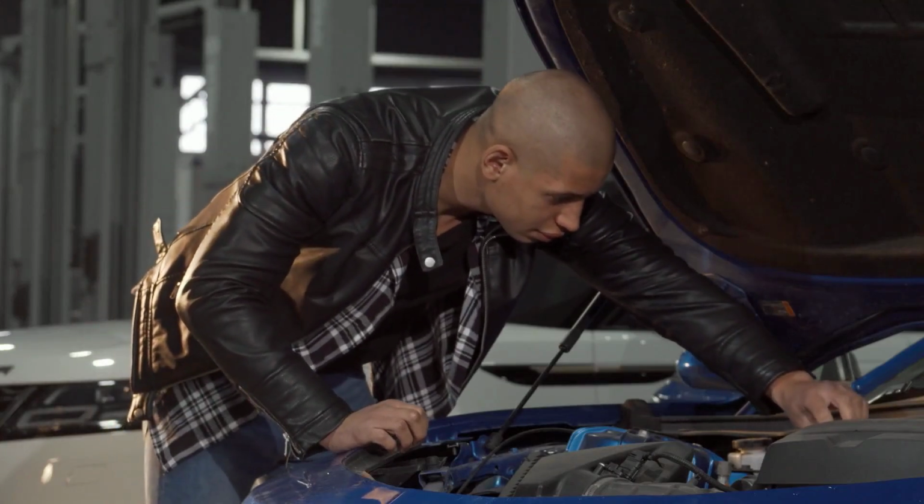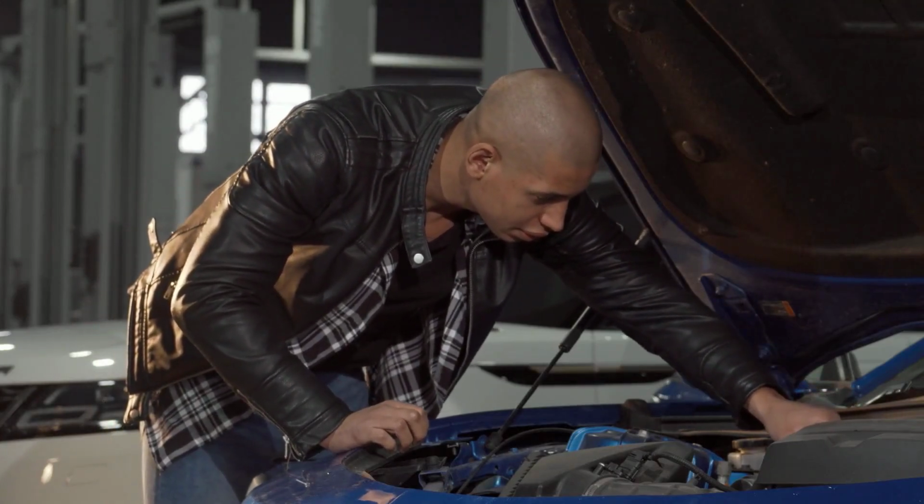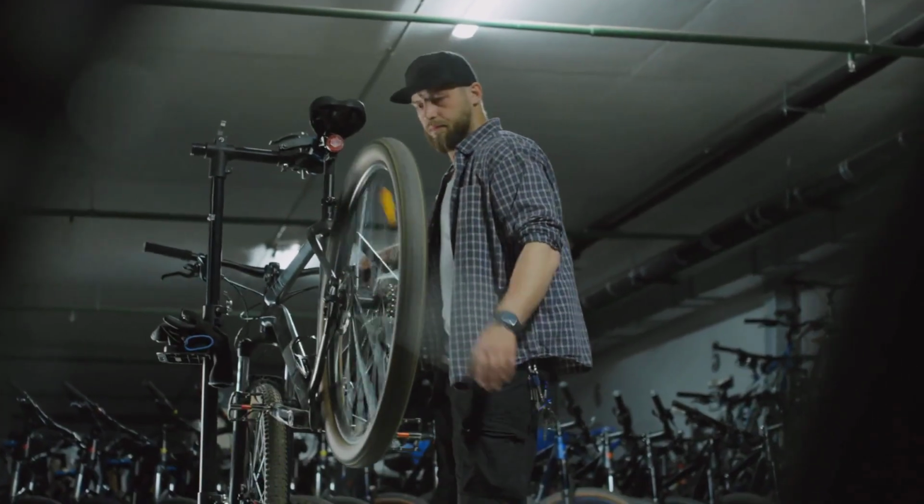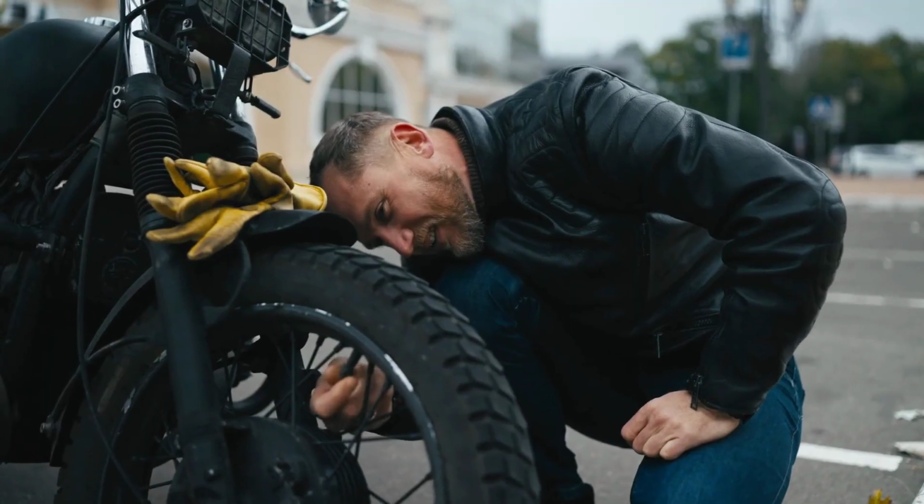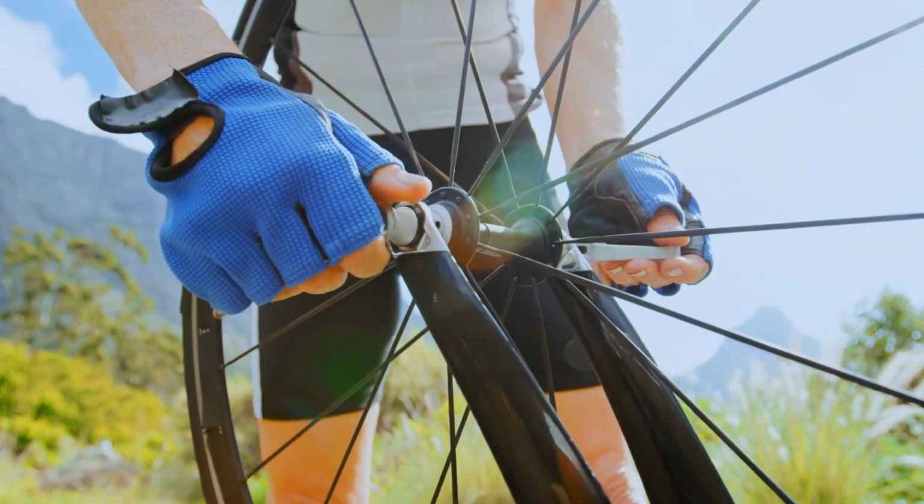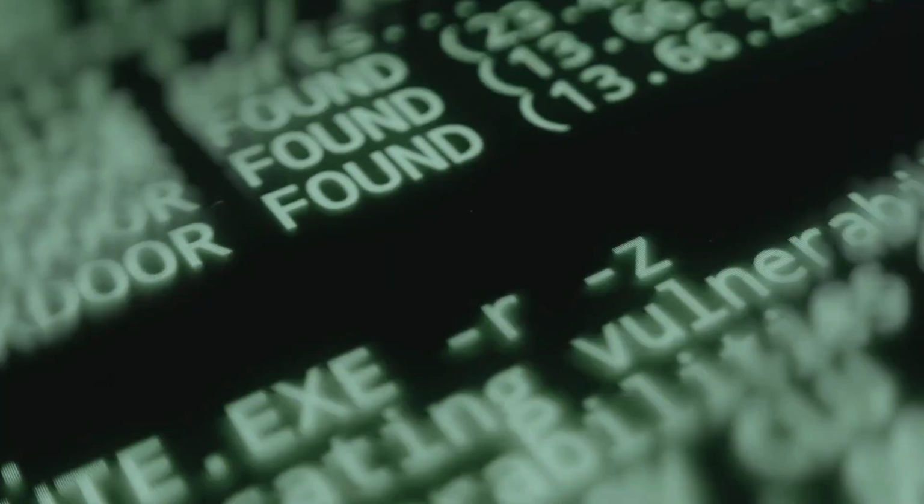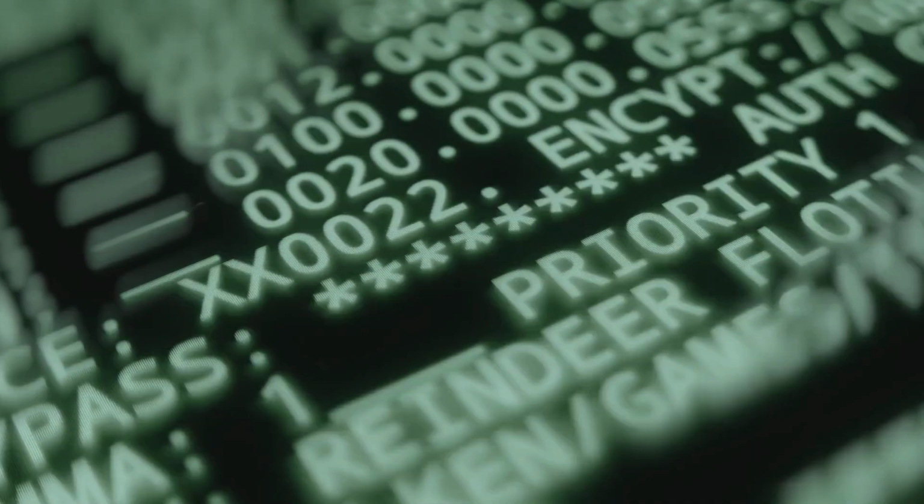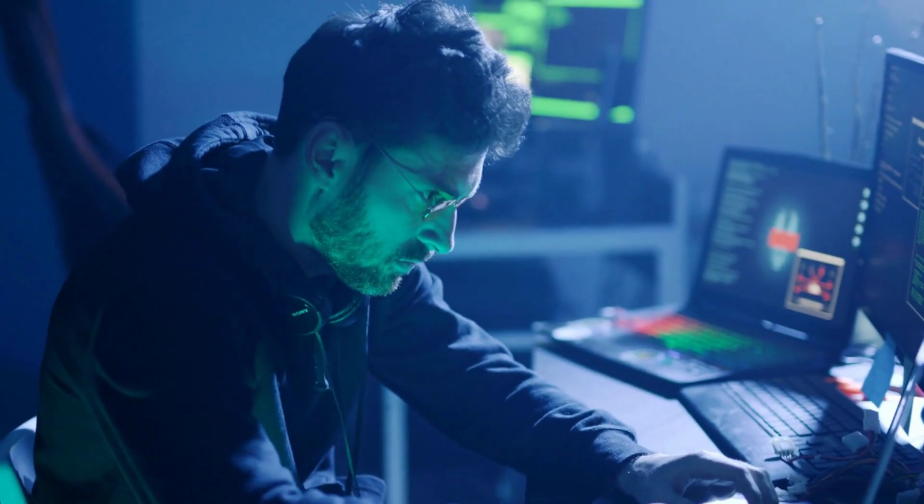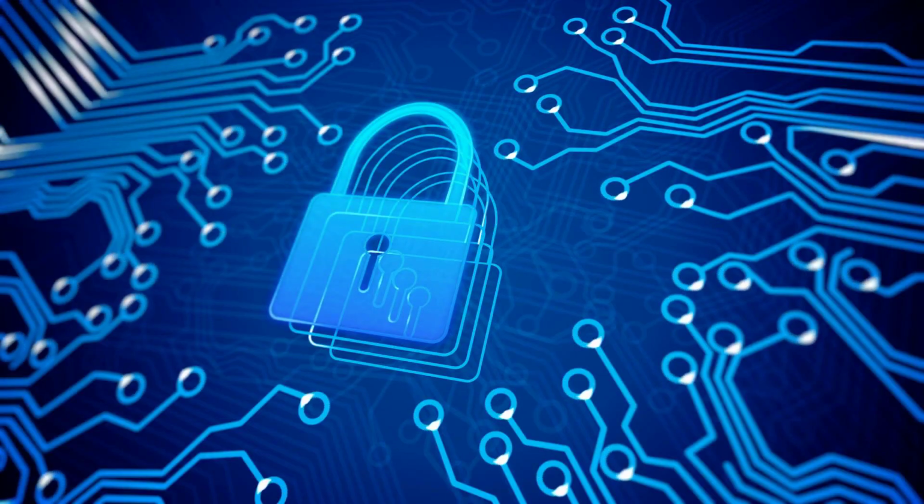Think of vulnerability management like maintaining a bike you ride every day. You don't just look for loose bolts once, you check, fix, recheck, and track everything so it stays safe to ride. In cybersecurity, vulnerability management is the ongoing process of finding weaknesses, deciding which ones matter most, fixing them, and making sure the fixes actually worked.